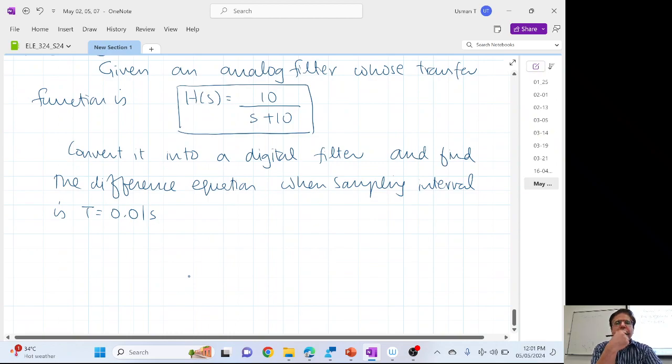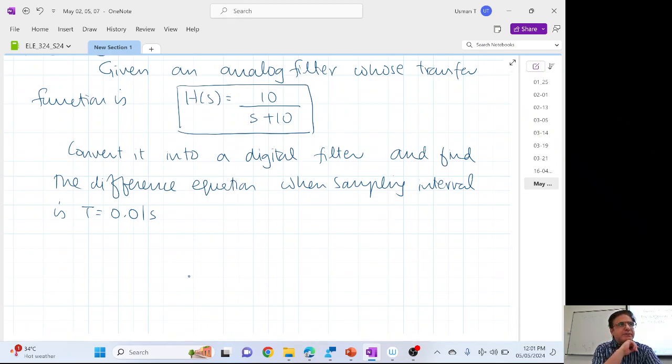So you have an analog filter whose transfer function is given by H(s) equals 10 over (s plus 10). You need to convert it into a digital filter and find its difference equation when the sampling interval is 0.01 seconds. Clear? All good? Yeah, good. Okay.